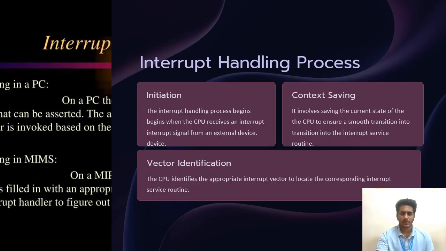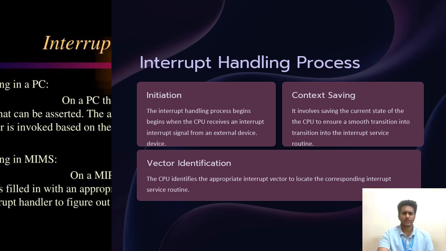And next, interrupt handling processes. We all saw how a device sends an interrupt to the central processing unit. So now I'm going to explain how exactly the interrupt handling process goes on. First and foremost, initialization. The interrupt handling process begins when the CPU receives an interrupt signal from an external device. Next, context saving. It involves saving the current state of the CPU to ensure a smooth transition into the interrupt service.